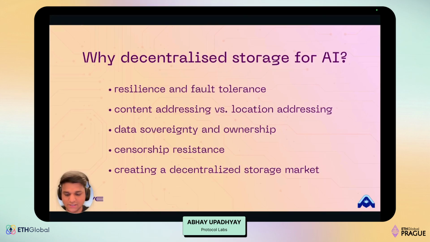Now, before we dive into this workshop, I would like to ask a question. Why do we even need decentralized storage for AI? So it's quite simple. Traditional storage is fragile. It's centralized, prone to failure, and easily censored. In AI, we are generating tons of valuable, sensitive data, and it needs better protection.